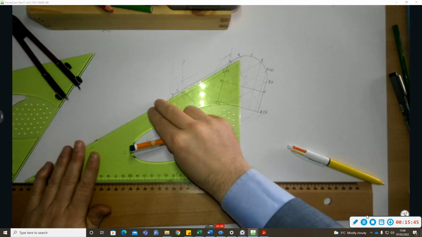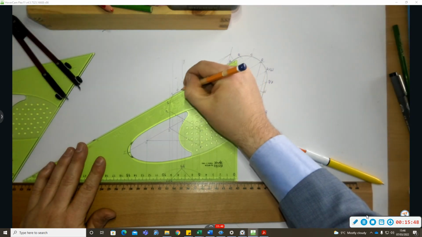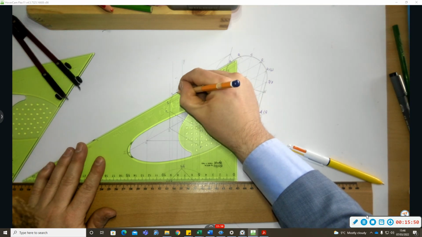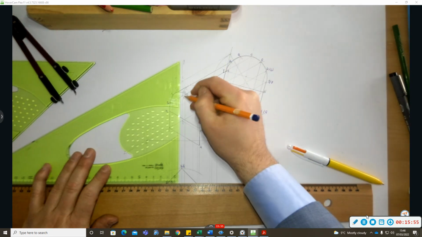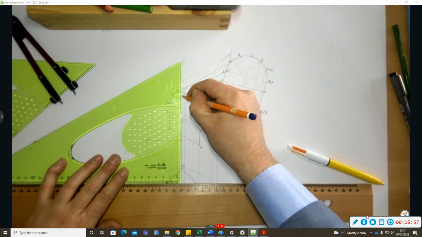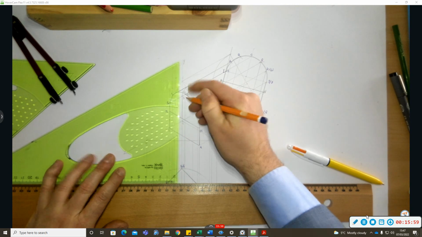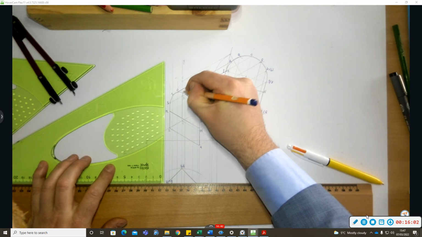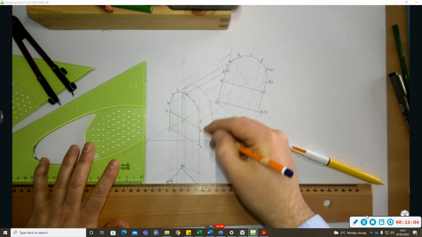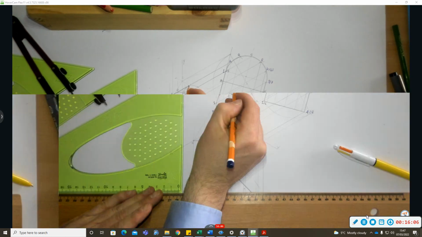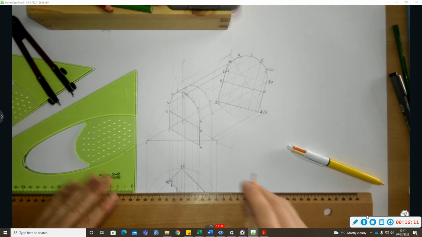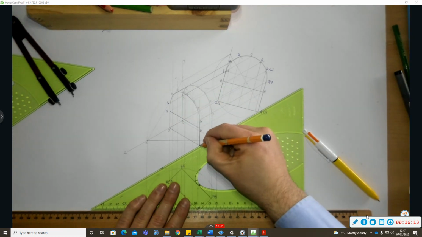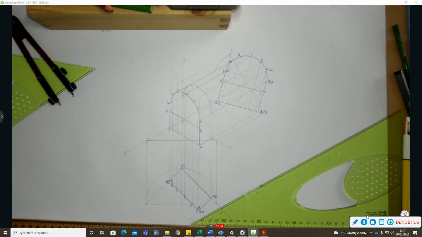Then we can heavy this line here. A heavy line down there. Curved line there. Now, I'm going to heavy these in with black marker now. And there you go.